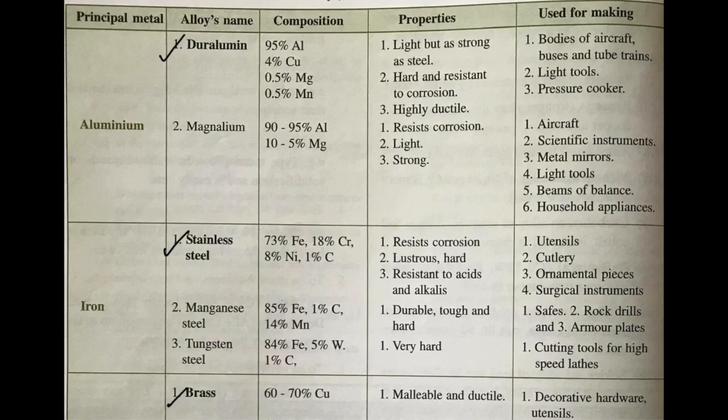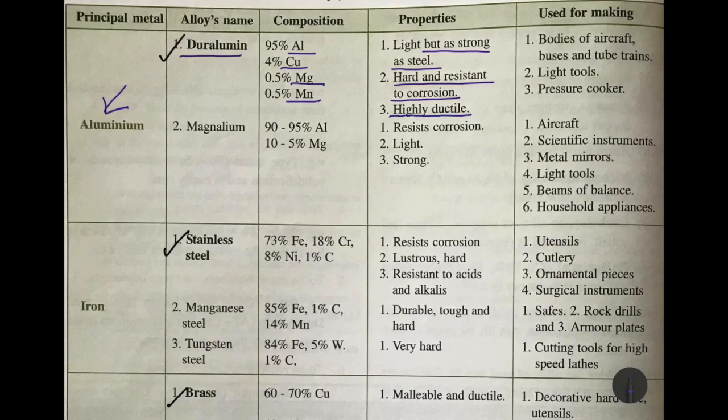The main metal is aluminium, and the name of the alloy is duralumin. It is made up of aluminium, copper, magnesium and manganese. The property is that it is light but as strong as steel. It is hard and resistant to corrosion. It does not rust easily, and it is highly ductile.